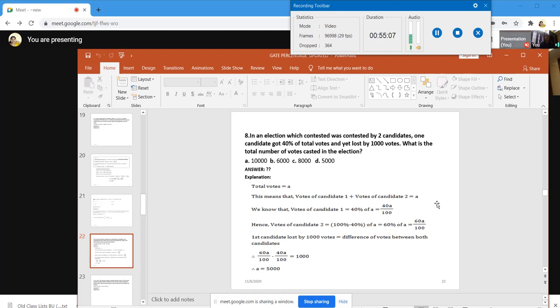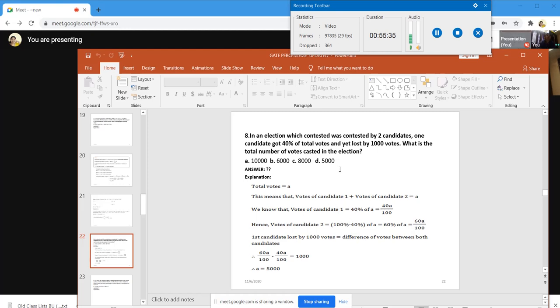Now, the first candidate given in the problem has lost by 1000 votes. That means the difference between the two candidates is 1000 votes. So we can write 60A by 100 minus 40A by 100 is equal to 1000. So we can find out A is nothing but 5000. That is the total number of votes cast in the election.